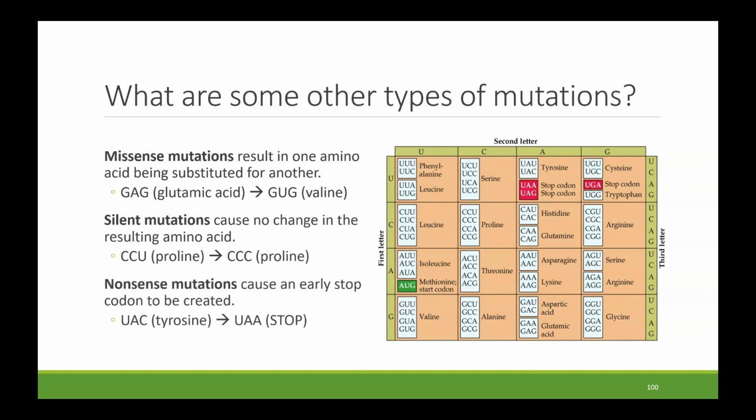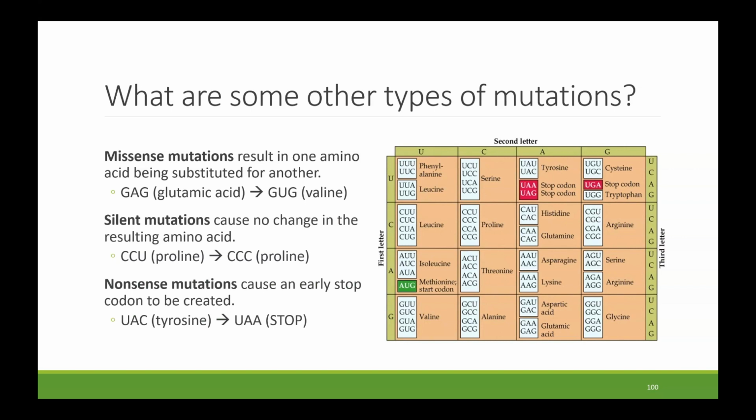There are also nonsense mutations. Nonsense mutations are ones that cause an early stop codon to be created. So, for example, if you change the codon UAC to UAA, the original UAC would normally give you the amino acid tyrosine, but the new codon, UAA, is a stop codon. And so instead of creating the rest of the protein, the ribosome will stop at that point and just ignore whatever comes afterward. So for obvious reasons, nonsense mutations can be pretty devastating.